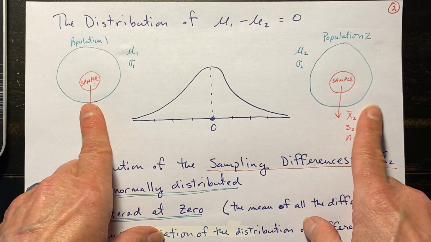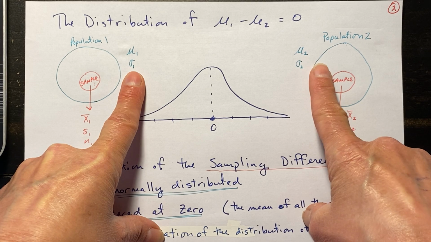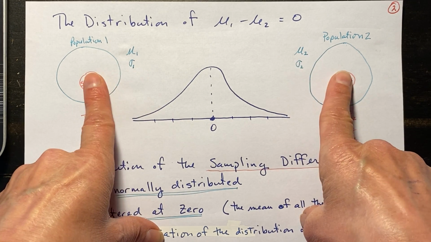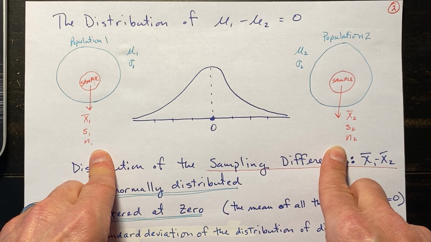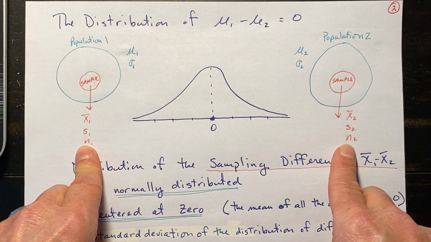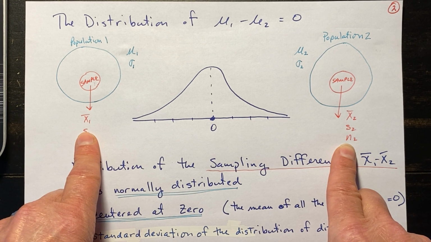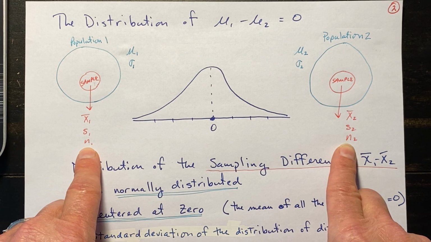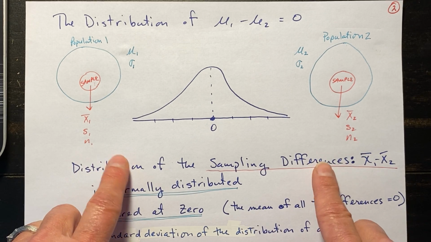So we have the two populations. We've got mu1 and sigma 1, and mu2 and sigma 2. That's the mean and the standard deviation from the two populations. We get samples from both of those populations or groups, and then we'll have the statistics from the two samples. So I have the sample mean 1, the sample standard deviation, and then the sample size. And then the same here for group 2.